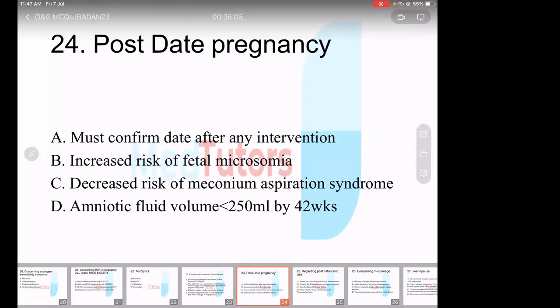Then C, decreased risk of meconium aspiration. This is not correct because one of the risk factors for meconium aspiration syndrome is post-date pregnancy. So that is also not correct. Then D, of course, the more the baby stays post-date, the more the amniotic fluid volume decreases. And by 42 weeks, that amniotic fluid would be less than 250 mils. So this is the only correct option in this question.